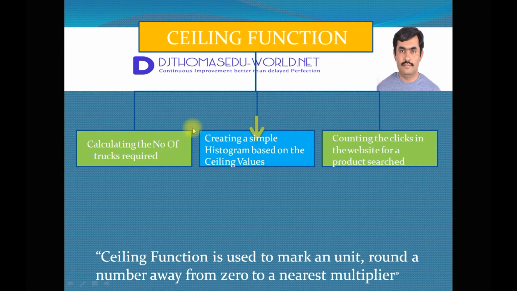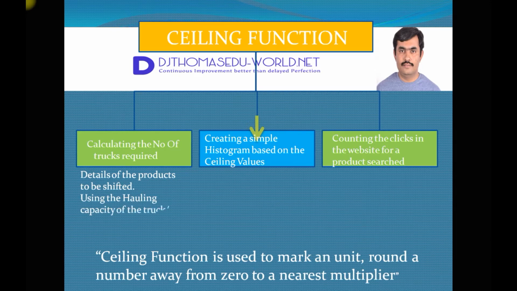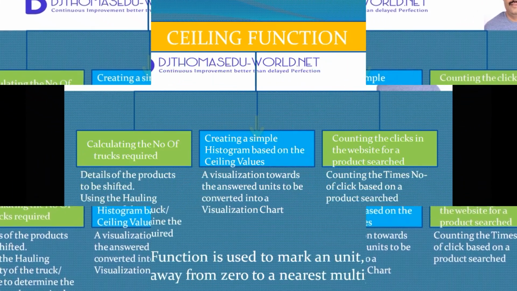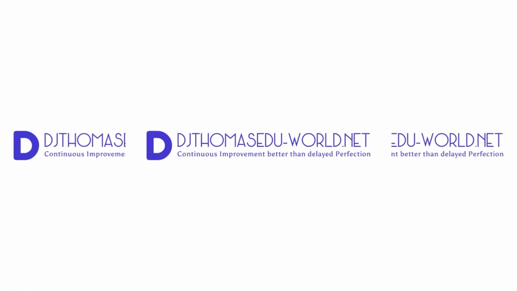For calculating the number of trucks required, I will consider details like the products to be shifted, using the hauling capacity of a truck or a vehicle to determine the number of trucks required. Based on this data, I will create a histogram or visualization chart, and likewise for counting the number of clicks based on the product search. I will explain all of this with the help of Excel. Moving on to the Excel spreadsheet.